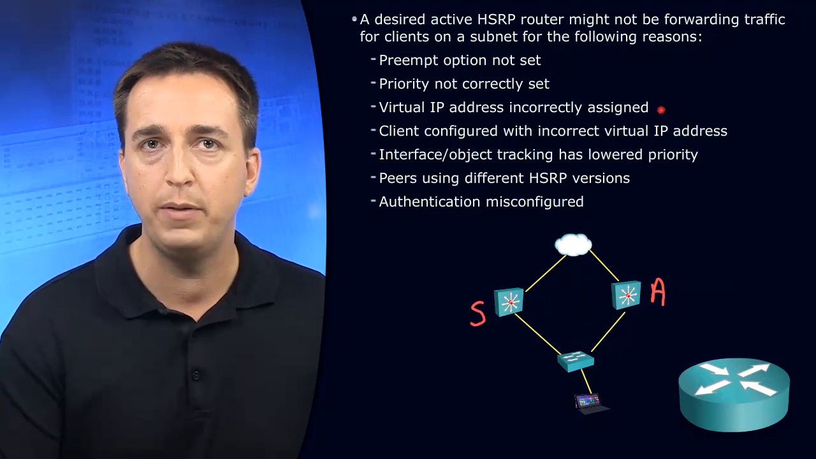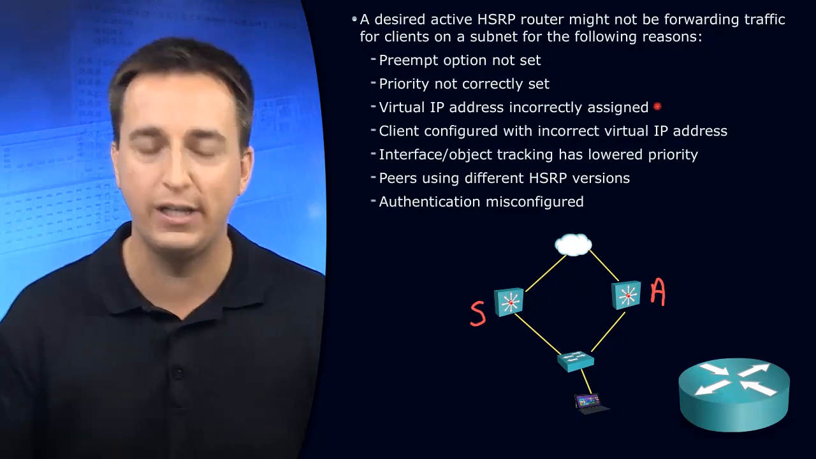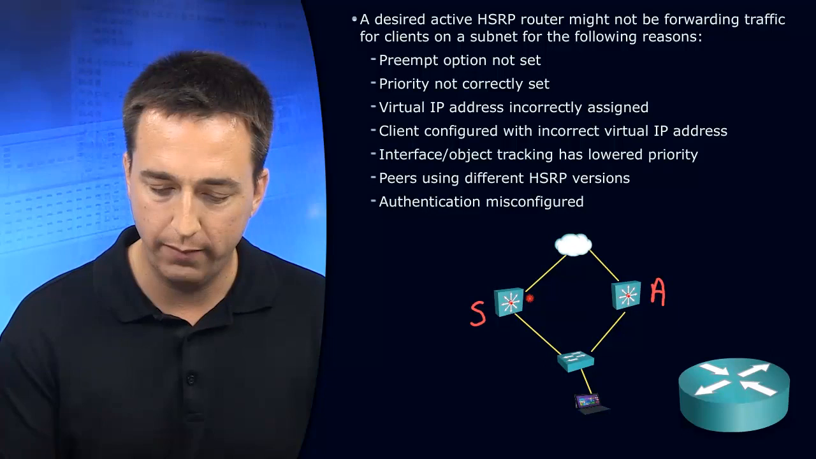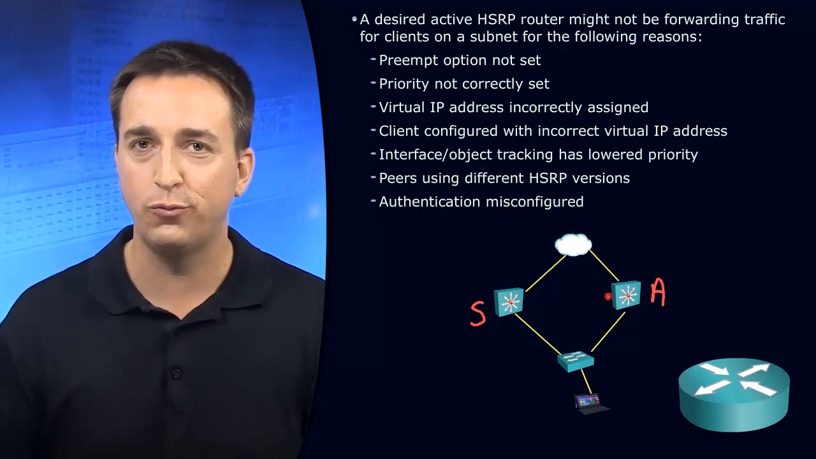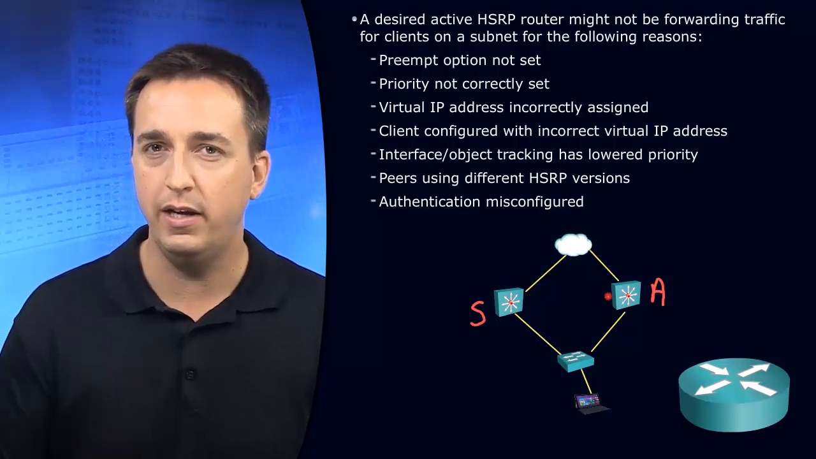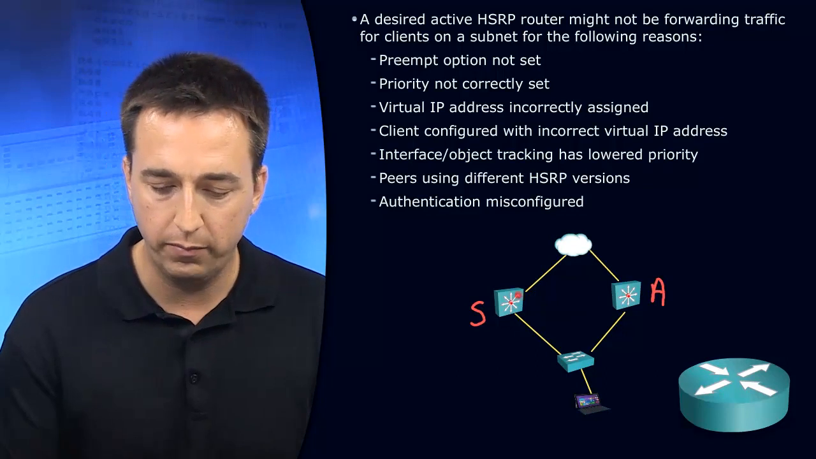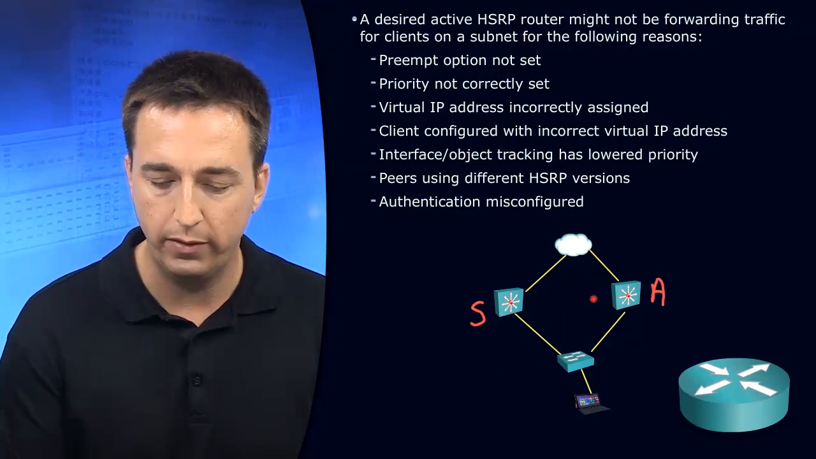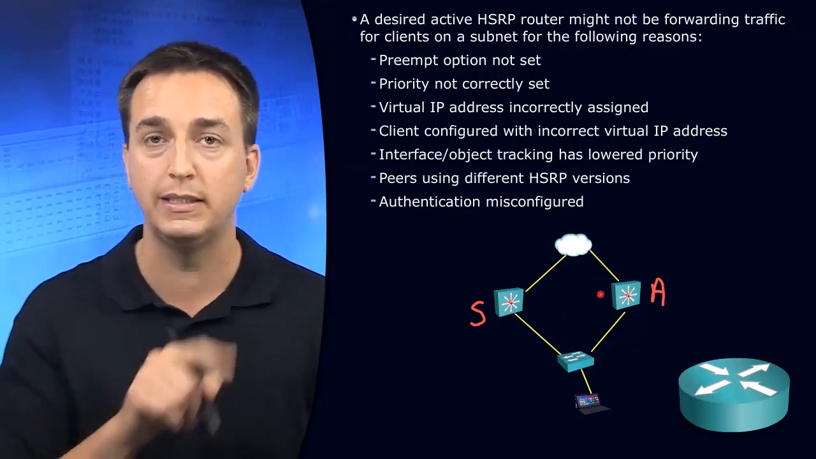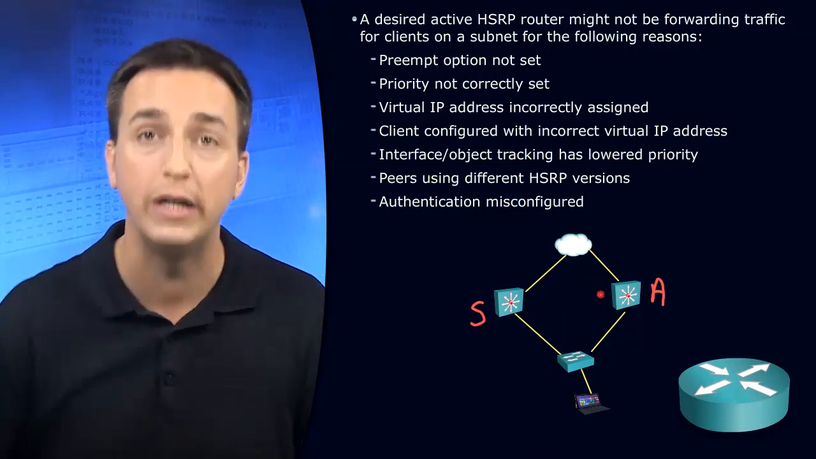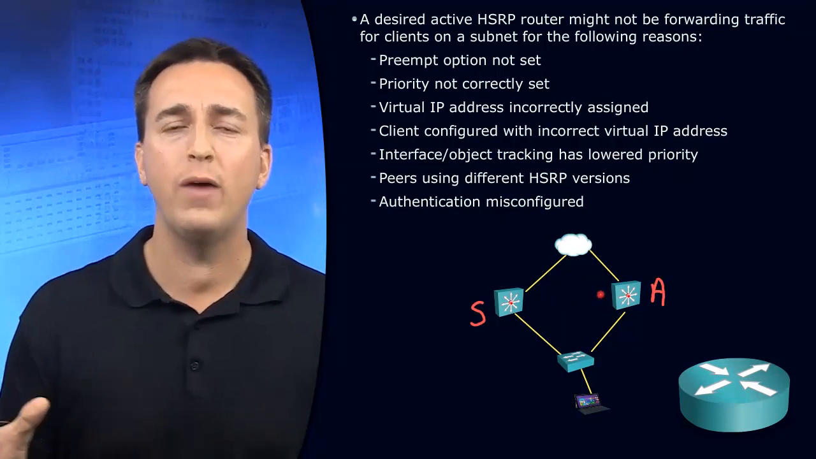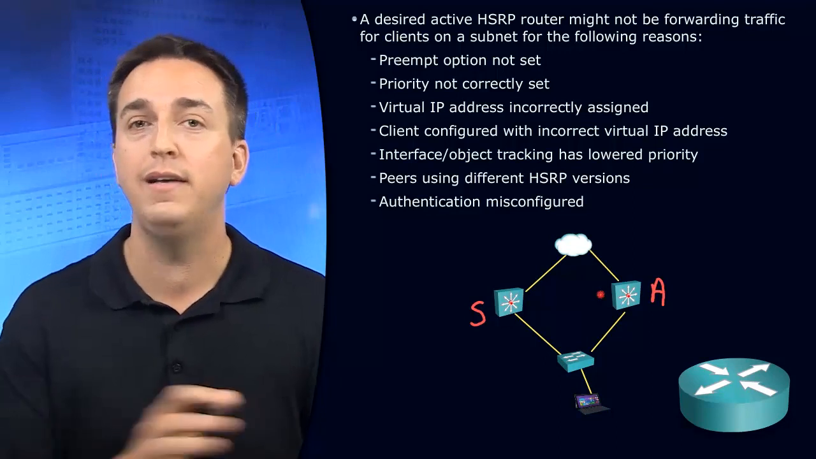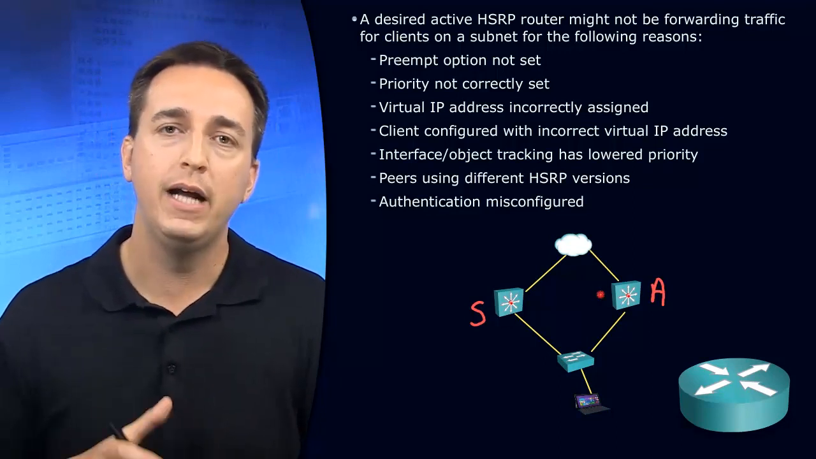The virtual IP address has to be accurate, meaning that this router needs the same virtual IP address as this router. If you make the mistake and accidentally configure them differently, you will be notified about that via syslog messages, because the hello packets going back and forth will realize that. It'll be like, whoa, that router is using a different virtual IP than I am. So you'll be notified about that.